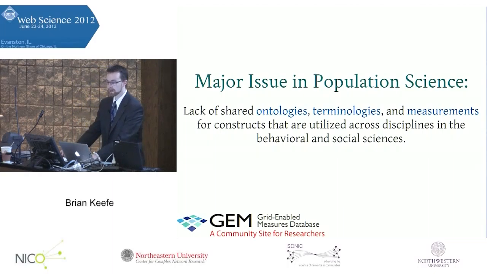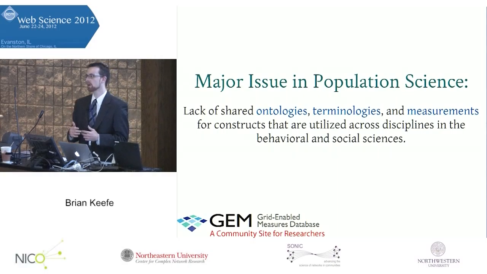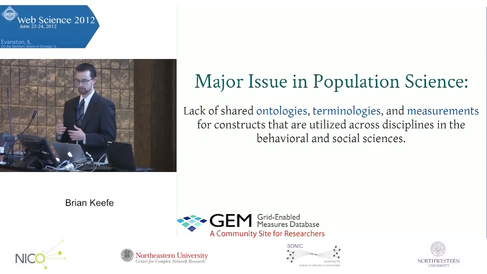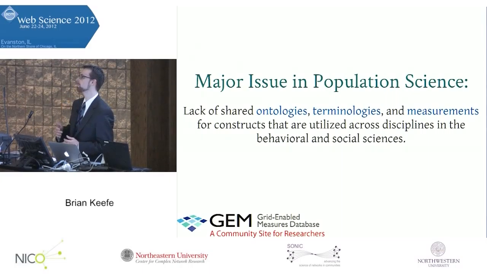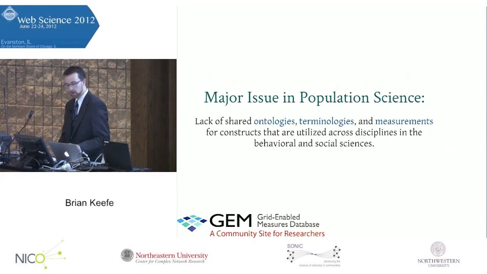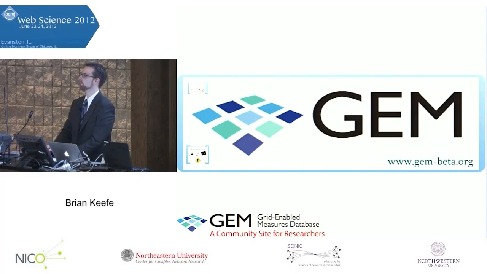Okay, there's a major issue in population sciences currently, which is a lack of shared ontologies, terminologies, and measurements for constructs that are utilized across disciplines in behavioral, social, and population sciences. Now, one potential solution for that is GEM, which is the Grid-Enabled Measures Database.